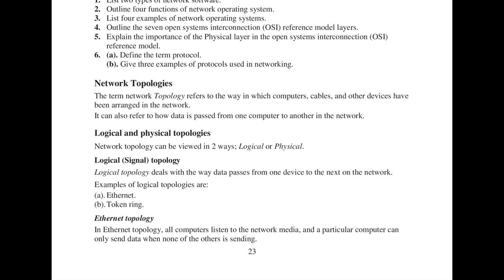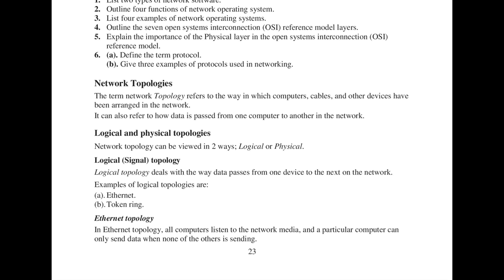When we talk about network topologies, guys, a topology is the physical layout of how computers are arrayed in your computer laboratory. Basically, we classify network topologies into two. For the definition, a network topology refers to the way in which computers, cables, and other devices have been arranged in the network. We have the physical arrangement and the internal arrangement, how the network flows. For that case, we classify it as logical and physical topologies.